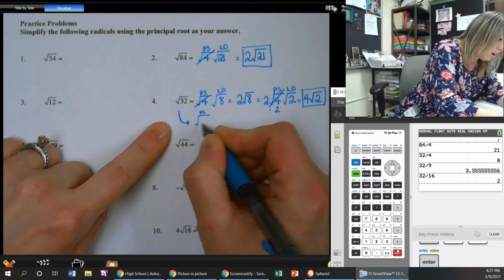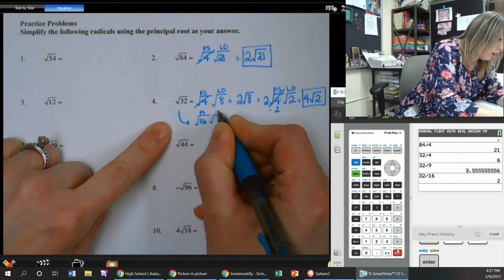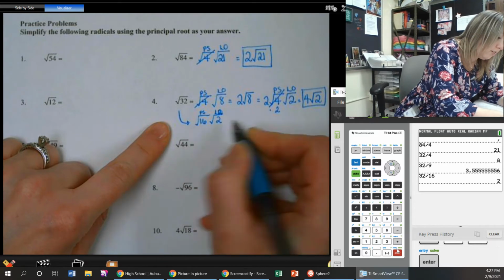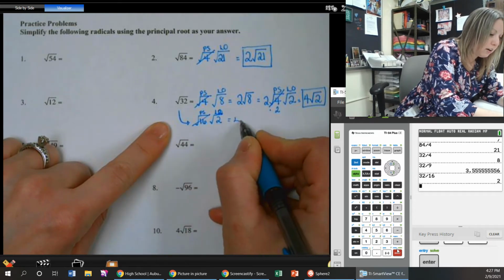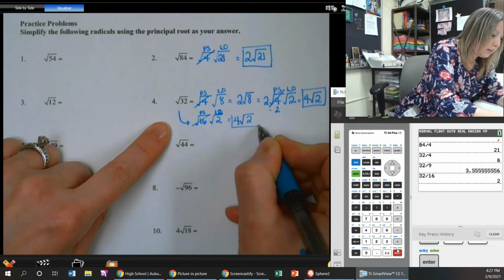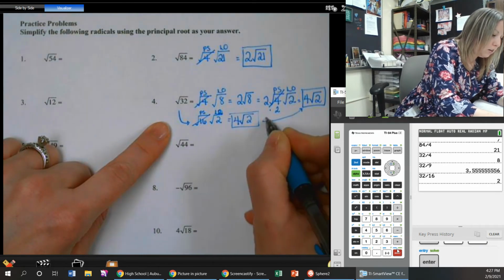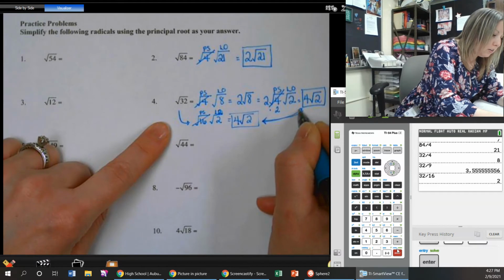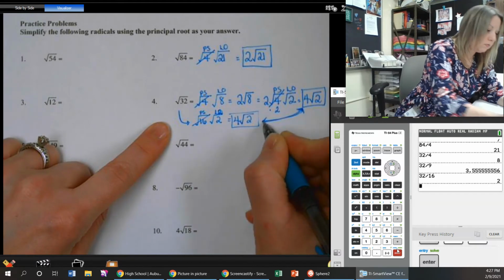Perfect square of 16, leftover of 2. Oh, sorry, leftover, 2 under the radical. Take the square root of 16, I get 4. Bring the leftover radical to multiply by it at the end, and look at that. One step to get to the correct final answer.